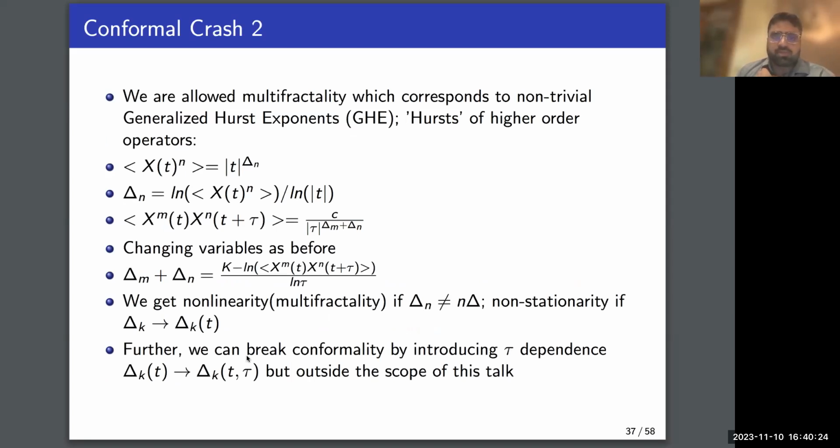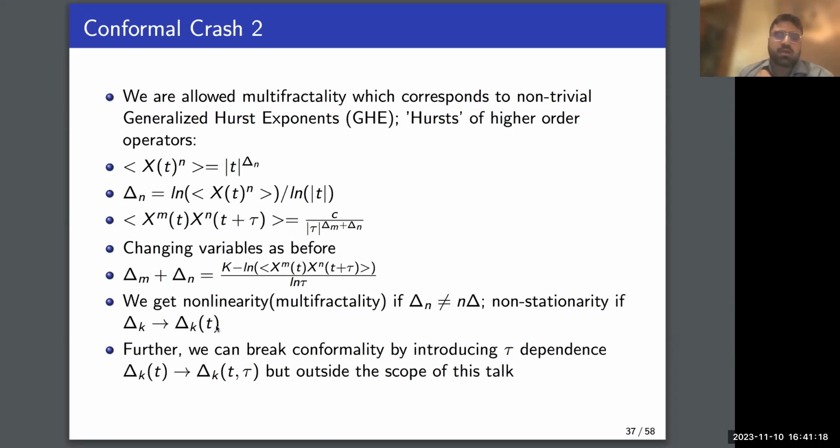And note that this formalism is very general, so we can actually get multifractality here by considering these scaling dimensions of higher power operators at x to the power n, where you get delta n's, which are multifractal scaling exponents, where you can also invert them in terms of 1 or 2 point expectation values of these higher power operators, x to the m, x to the n, for instance. And essentially you get multifractality if delta n is not just equal to n times delta. And you can also get non-stationarity as before by promoting delta n to be a function of time.